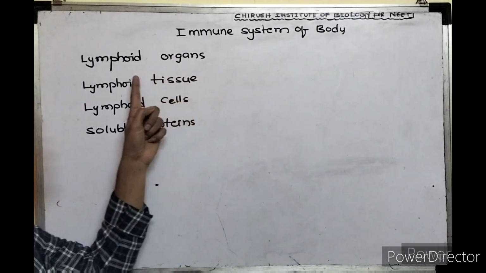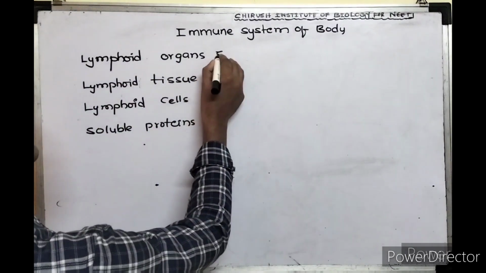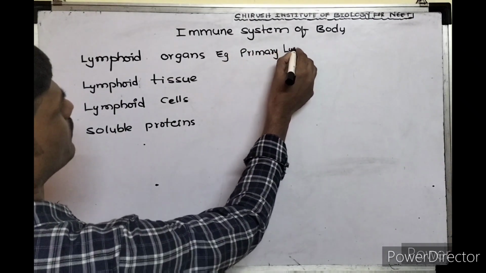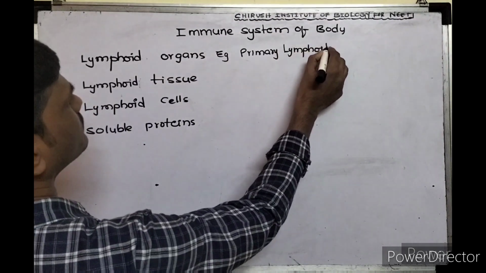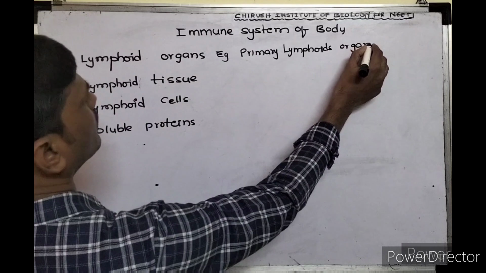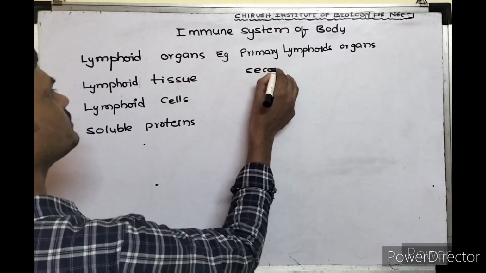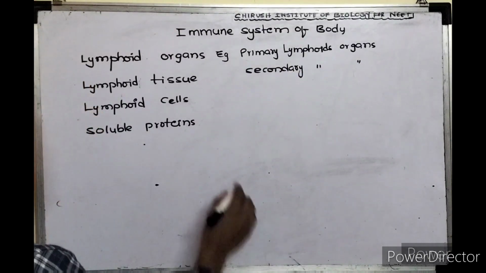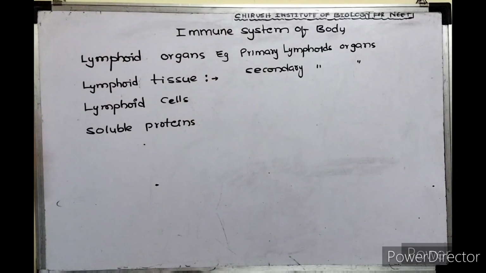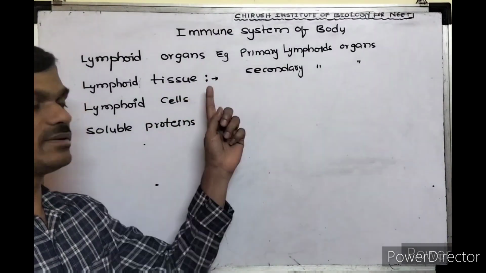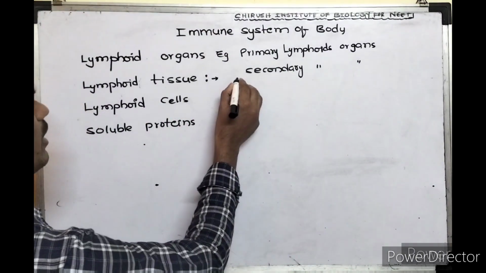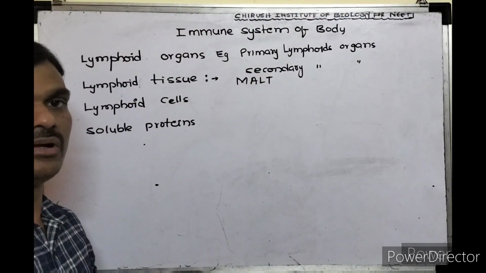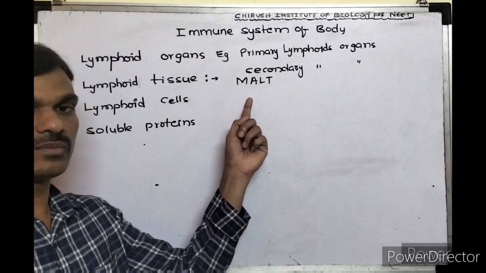The immune system of the body consists of lymphoid organs, for example, primary lymphoid organs and secondary lymphoid organs. Then lymphoid tissue. The lymphoid tissue is present along with the lymphatic system. For example, MALT, mucosa associated lymphoid tissue, that is present in the intestine, gastrointestinal tract, urinary tract, and reproductive tract.